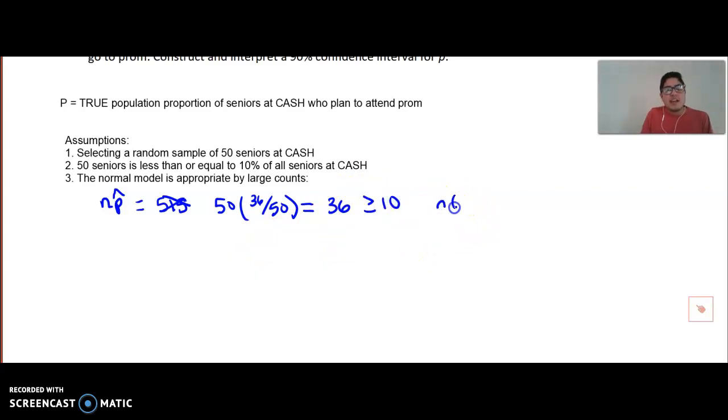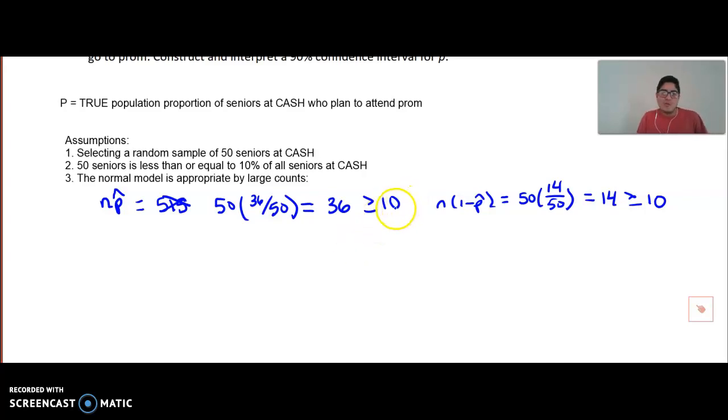Then we're also going to check the same thing with the complement of our sample proportion. So again, my 50 seniors, and this time 14 out of those 50 said they did not want to go to prom, which tells us 14 is greater than or equal to 10. So since both our successes and failures are greater than or equal to 10, the normal model is appropriate by large counts. So I can't just say it, I actually have to show the math behind this condition.